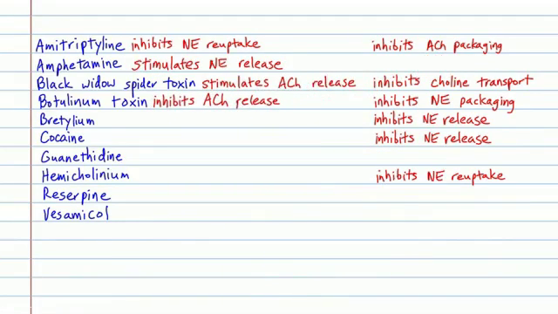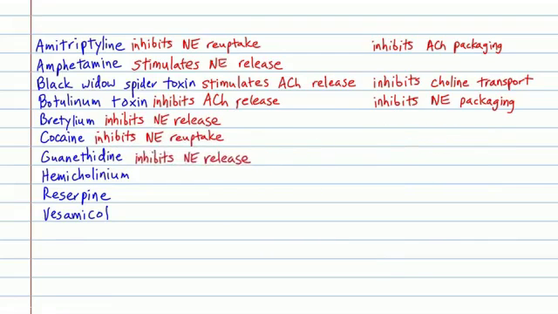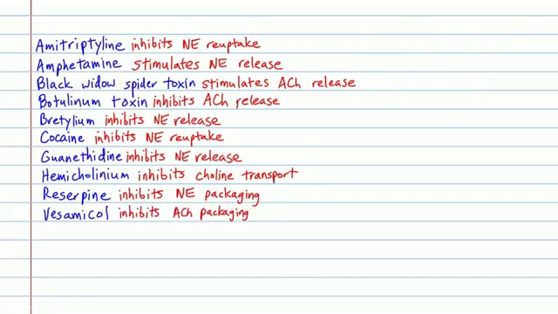Beryllium inhibits norepinephrine release. Cocaine inhibits norepinephrine reuptake. Guanethidine inhibits norepinephrine release again. Hemicholinium inhibits choline transport. You can remember the choline in hemicholinium. It's pretty obvious. Reserpine inhibits the packaging of norepinephrine into vesicles. And vesamicol, again, the col tells you it inhibits packaging of acetylcholine into vesicles.